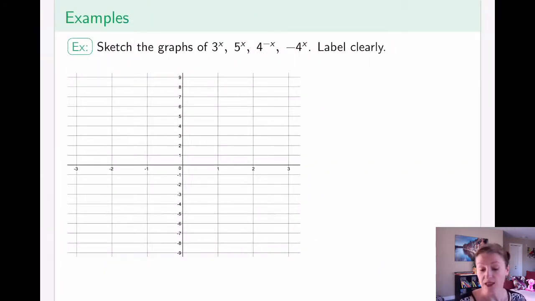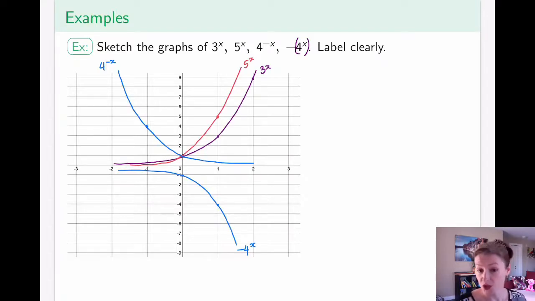Let's take a look at how that compares between different bases. So here I have 3 to power x, 5 to power x, 4 to power minus x, and -4 to power x. Notice with this last number that it's actually 4 to power x, then all negated. So it's not -4 to power x, because for the definition of the exponential function, the base has to be positive. So this is actually just a negation of an exponential function. Take a minute here and actually sketch these graphs using the table of values to see how they work on the same graph together. How does the base affect the shape of the graph?